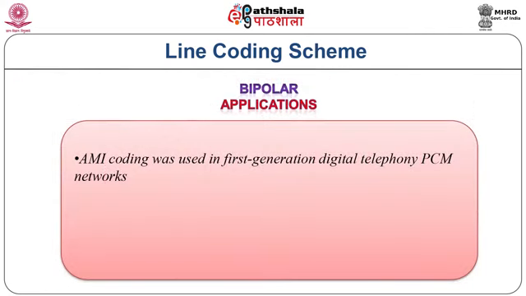AMI coding was extensively used in first generation digital telephony PCM networks. AMI has long runs of zeros that produce no transition in the data stream, and thus may have loss of synchronization. This was solved in telephony by adopting other encoding schemes, which are improved versions of AMI, to ensure regular transition in the baseband signal.